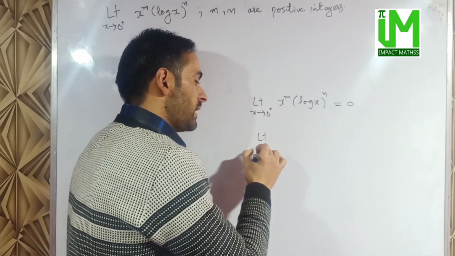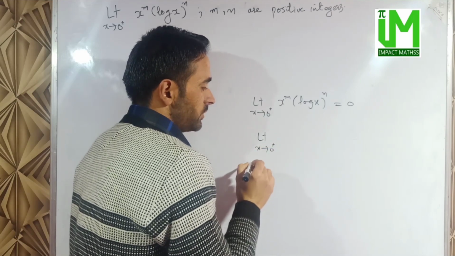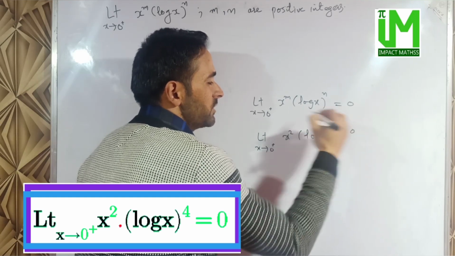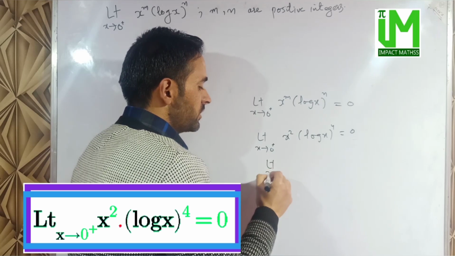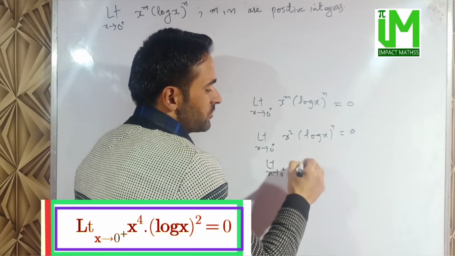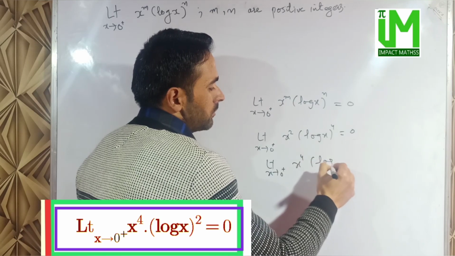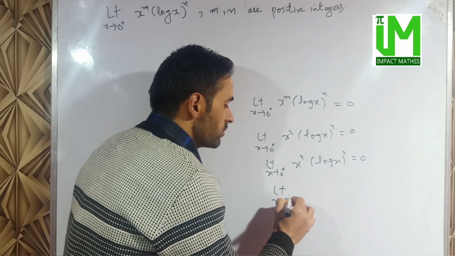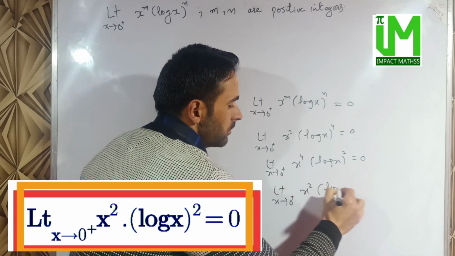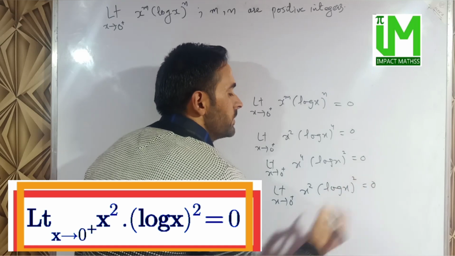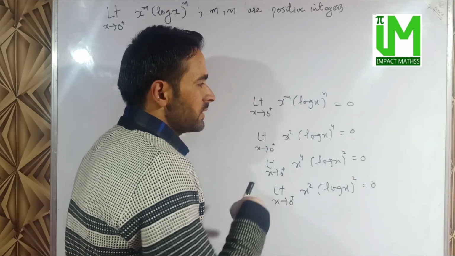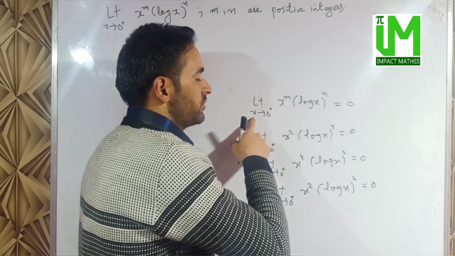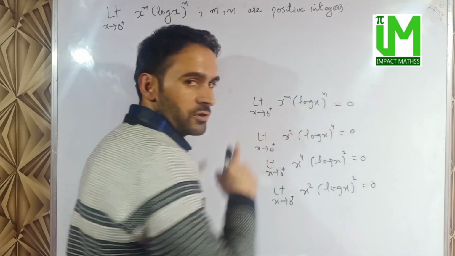So if we take such a limit, limit x tends to 0 from the right, x square into log of x raised to power 4, the limiting value will be 0. Next, if we write limit x tends to 0, x raised to power 4 into log of x square, again the limiting value will be 0. Limit x approaches 0, x square into log of x square, its limiting value will also be 0. So in all cases when we have x raised to power m log of x raised to power n, when x tends to 0, its limiting value will be 0.